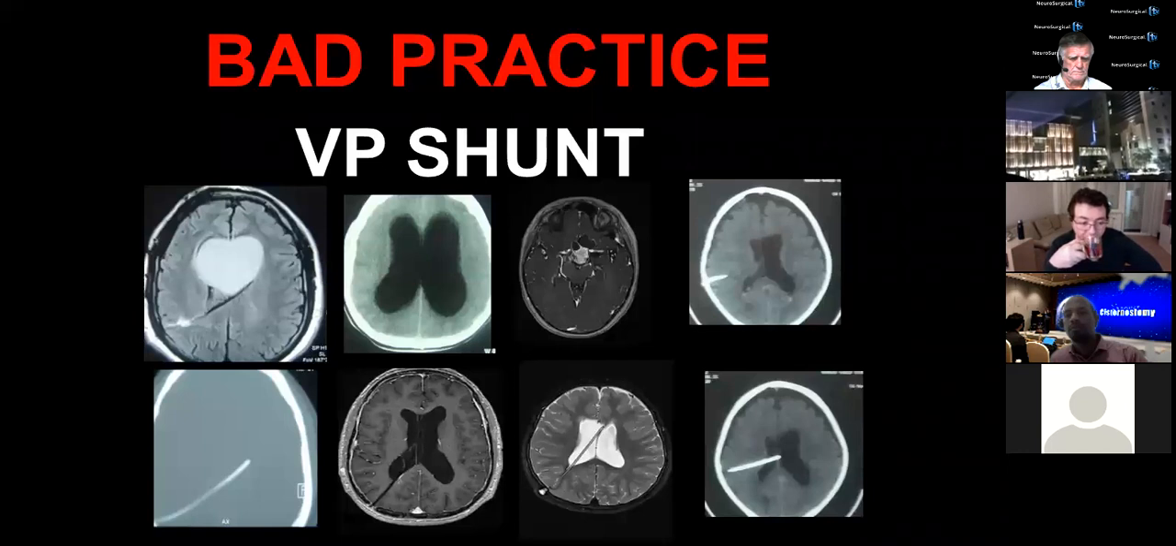Another bad practice? Oh, yes. Too many. Shunt. They shunt anything. Look at this. Tumor, they have put a shunt. Why? Because he cannot take out this tumor. So what should he do? He puts in a shunt. If this was my boy or your boy or girl, you would not accept this. Why do we accept it for others? Look at this.